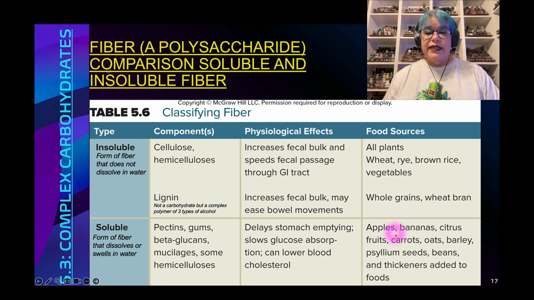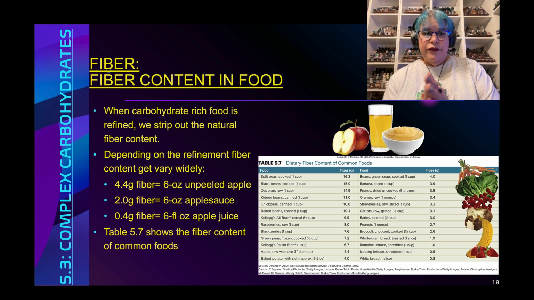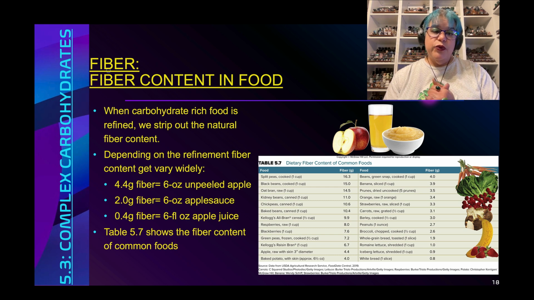Where do we find these? In apples and bananas and citrus fruit and carrots and oats and barley, psyllium seeds, beans, and thickeners usually added to foods. So, fiber content in our food. When carbohydrate-rich food is refined, we already know this, we strip out a lot of that natural fiber content. A lot of the fiber that could be beneficial to our diet, to our health, is taken out. Depending on the refinement, fiber content can vary very widely.